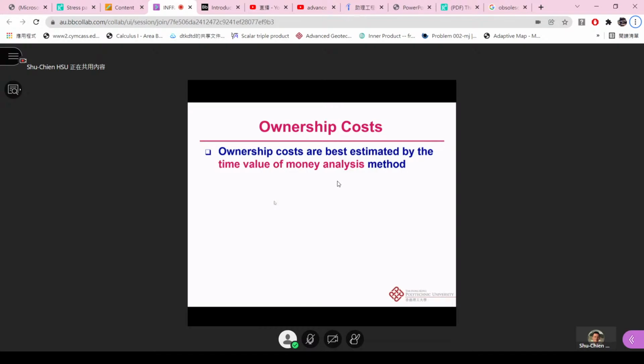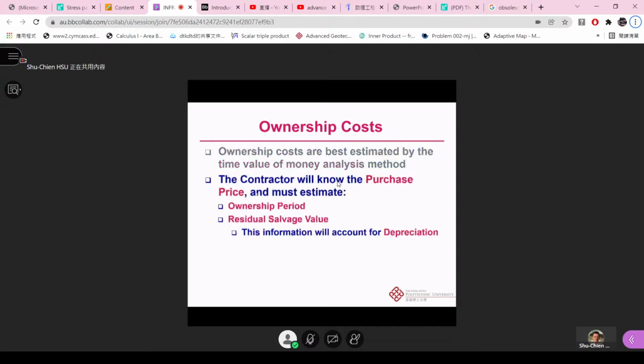For the ownership costs, they are best estimated by the time value of money analysis method, which you already know.